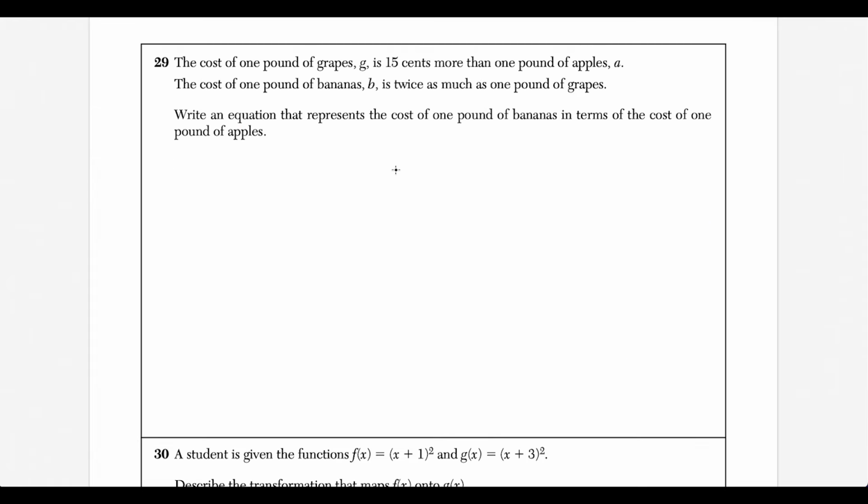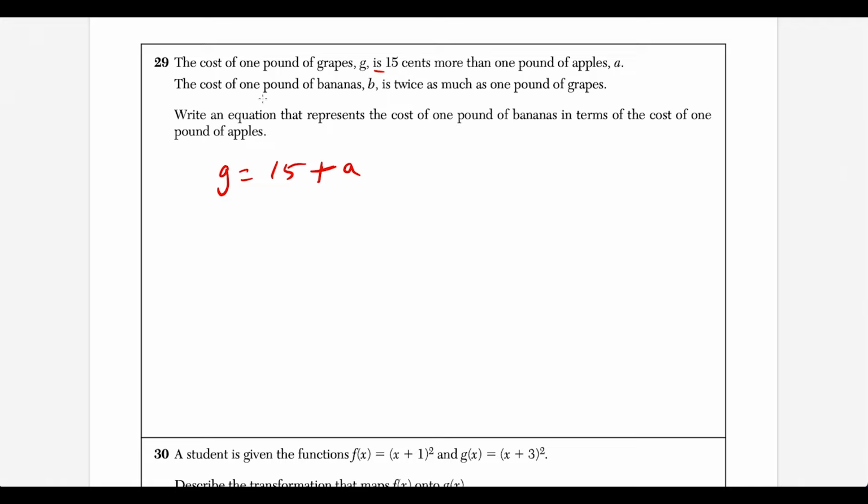Question 29 is worded a little bit strange here, but we have the cost of 1 pound of grapes is. So anytime I hear the word is in math, I think equal. So I'm going to have G is 15 cents more, which means 15 plus the price of 1 pound of apples, A. So I have 15 plus A like this. Okay, so that's our first equation for G.